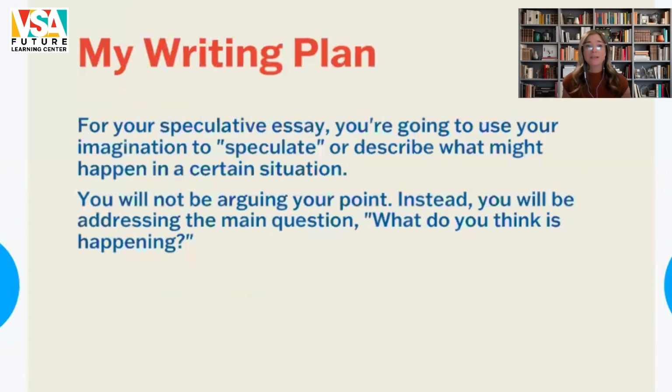For your speculative essay, you're going to use your imagination to speculate. Speculate means describe what might happen in a certain situation. So you're going to use things like deductive reasoning as well as context clues to come up with the next steps. You will not be arguing your point. Instead, you will be addressing the main question: what do you think is happening? So there's no argument here. And again, this is a place where you get to be creative. So take advantage of that creativity opportunity and make sure that you're referring to all of the specific details that you have and then use them to work for you.